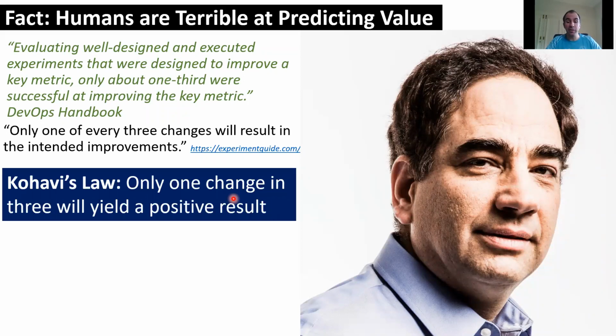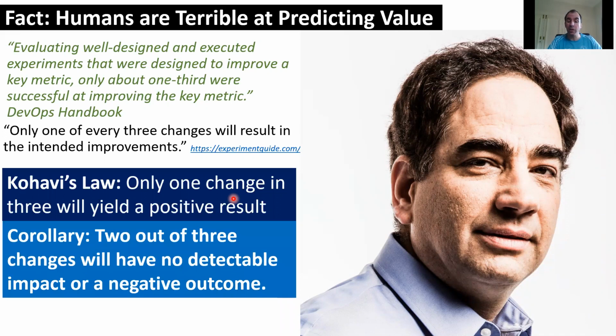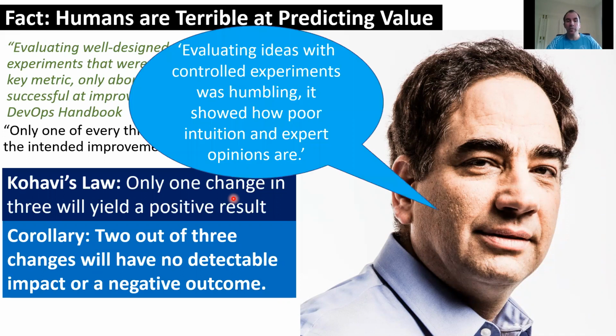When Microsoft's experimentation lab started to evaluate the experiments they were running, they found that only 1 in 3 would yield a positive result. 1 in 3 would have no change, but obviously would add to your legacy code base. And 1 in 3 would actually make the system worse, with a negative outcome. I say Kohavi's law, and just a quote from them there: evaluating ideas with controlled experiments was humbling. It showed how poor intuition and expert opinions are.